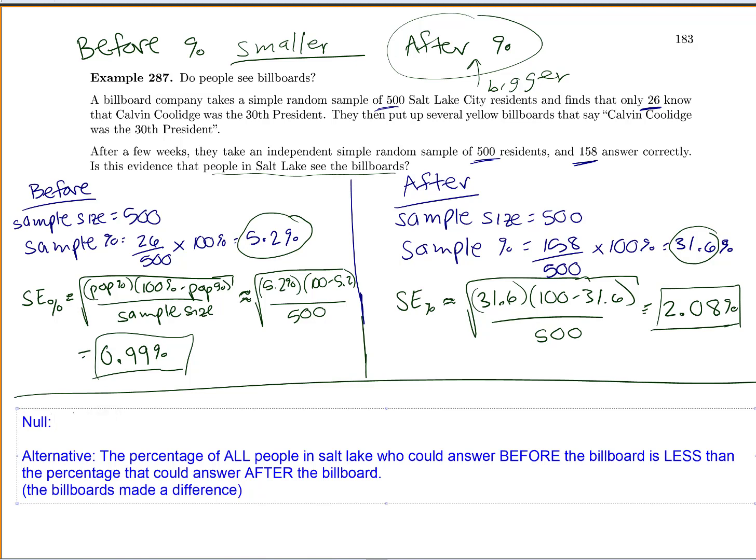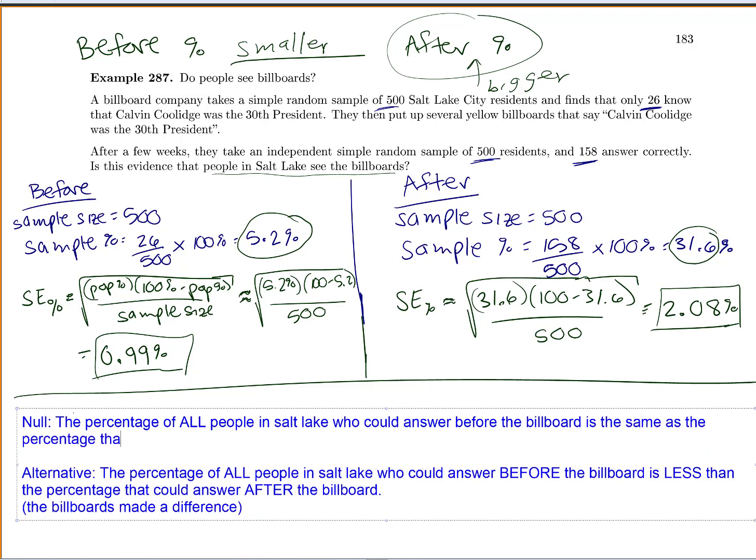For your null hypothesis, then, that would be just the status quo, that they're the same, there's no difference. So the percentage of all people in Salt Lake who could answer before the billboard is the same as the percentage that could answer after the billboard.